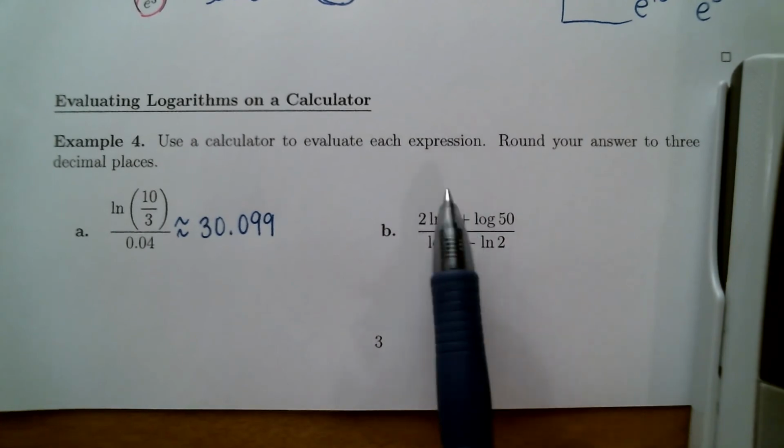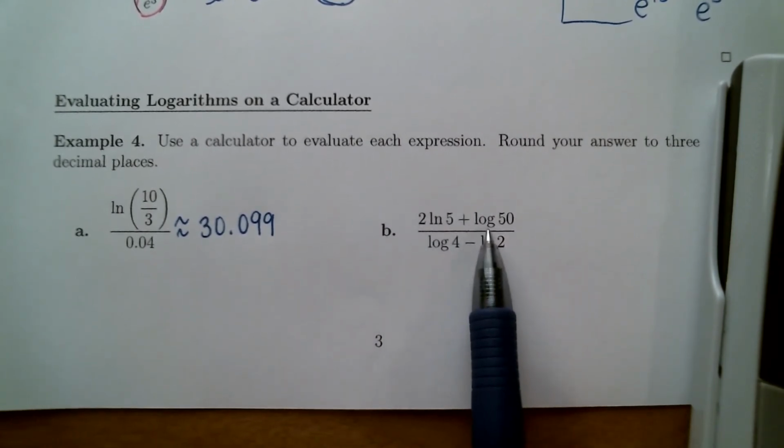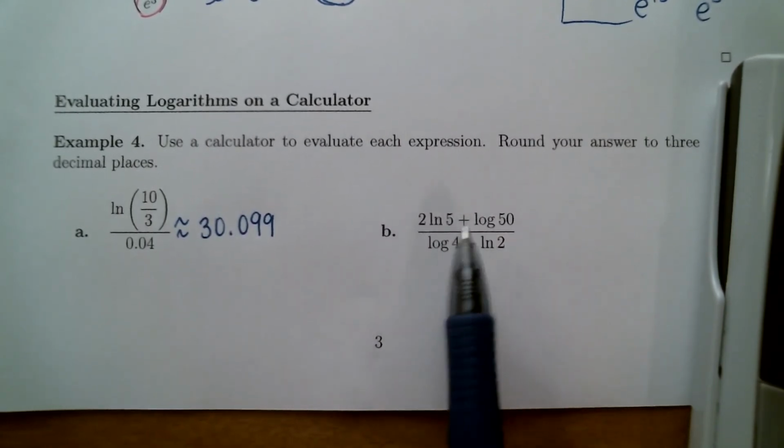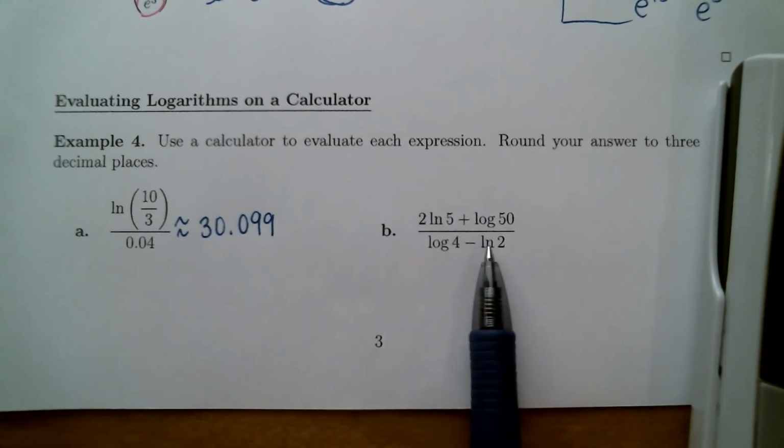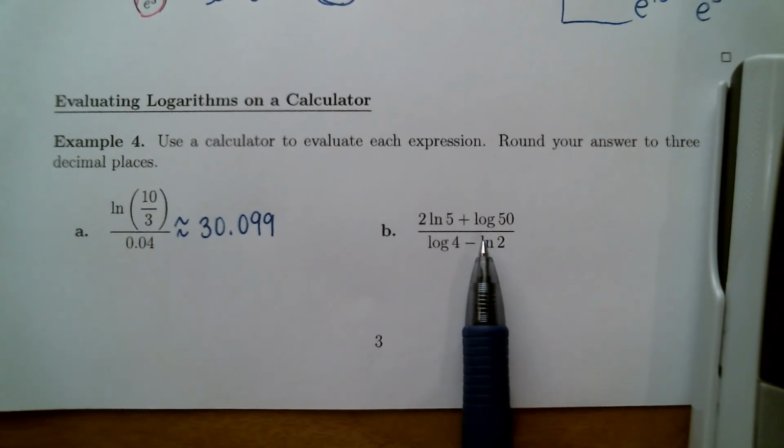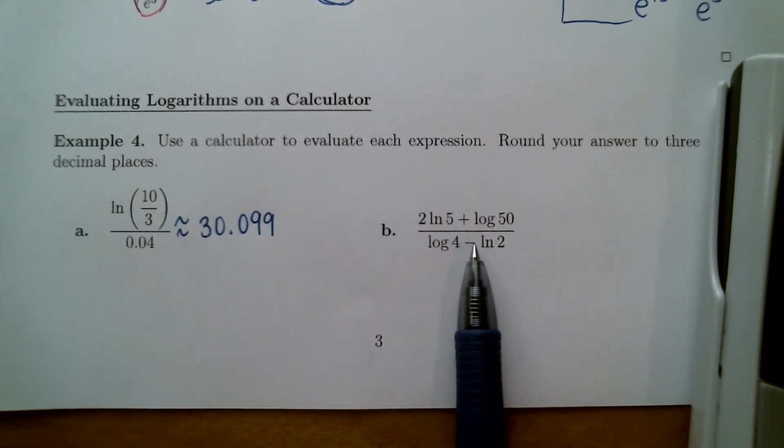All right, let's type in the next one. This next one involves natural logs and common logs. So remember, for example, the log of 50 is not the same thing as the natural log of 50. You've got to be very, very cognizant of which logarithm is which here.